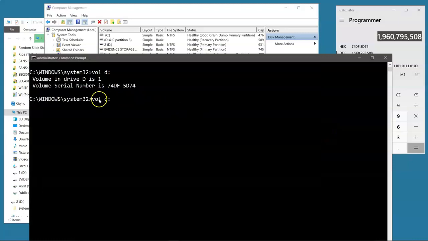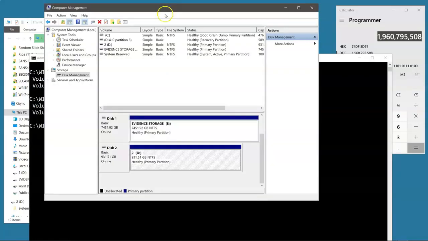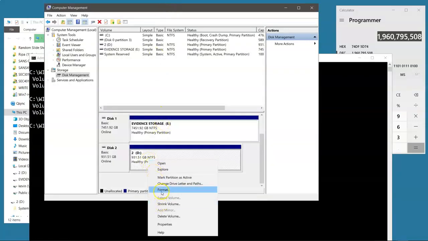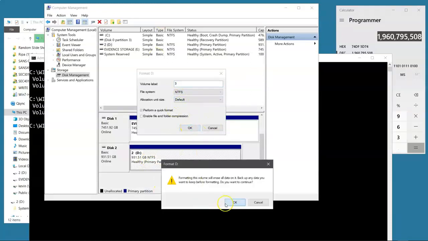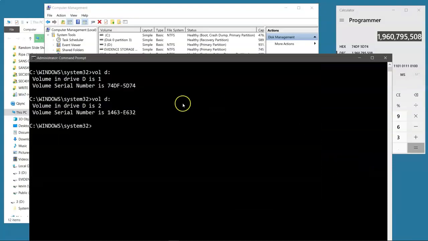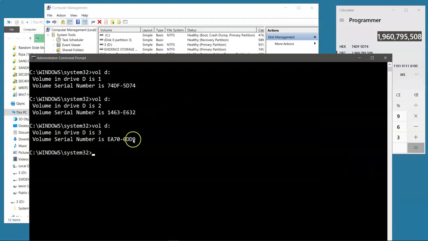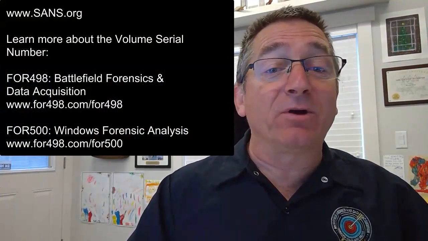So let's run that command again and see what our volume number is now. 1463E632. I wonder how much it would change if I just formatted it again. In other words, is the algorithm that's used to calculate this, because it's based on date and time, going to be close because my date and time is close? Let's have a look. Nope, not even close. Something called the avalanche effect. And there's other reasons for that. But suffice to say, volume serial number changes.